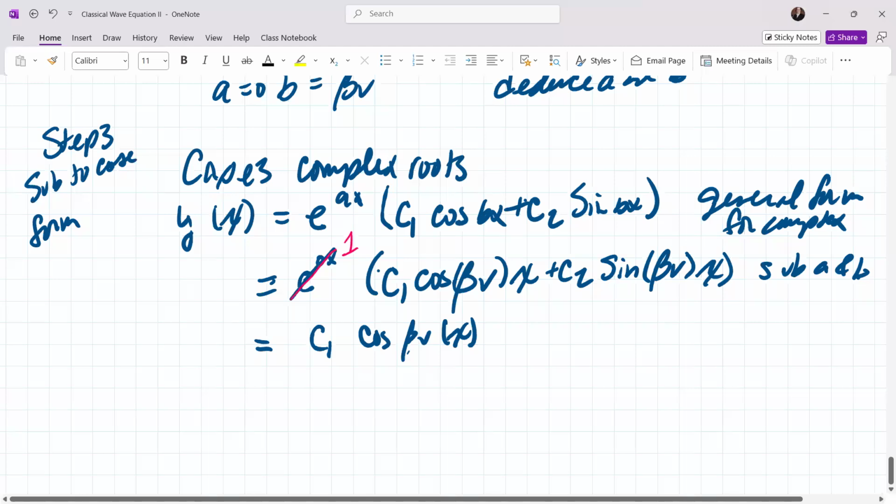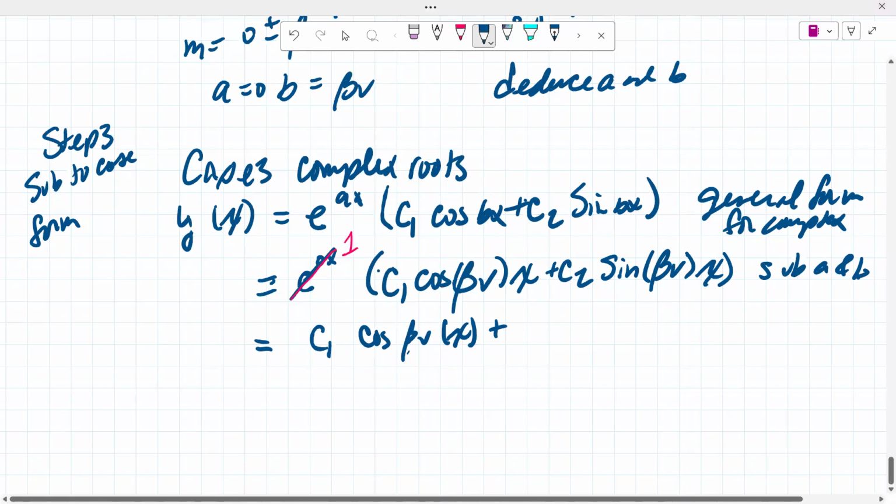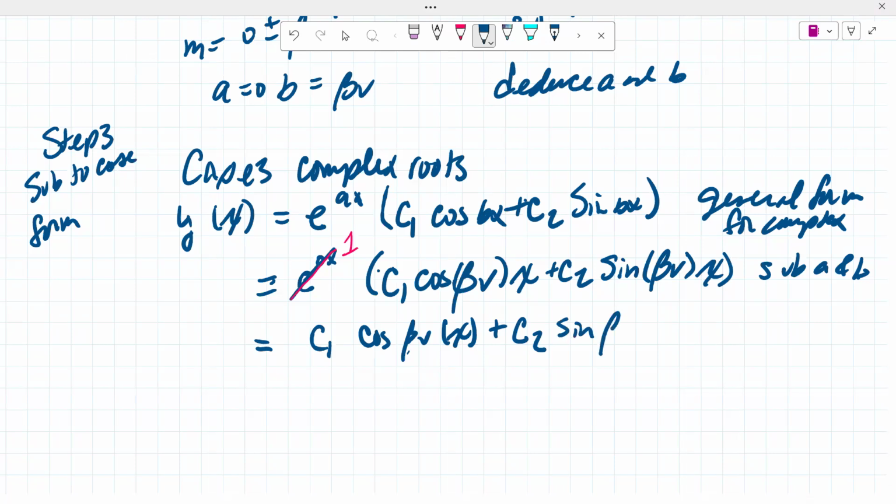Okay, BV of x plus, oh, pen's back, c2 sine BVx. Okay, and this is just simplify. All right, good. But let's use t since this is the time equation.